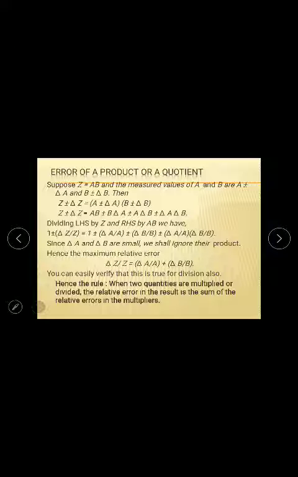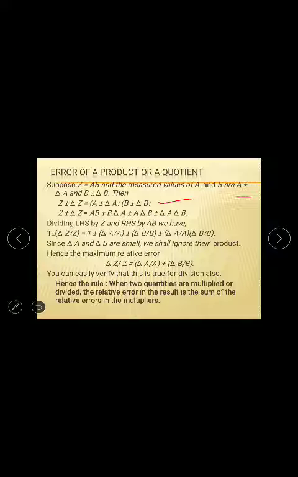Suppose Z is equal to A into B. We have taken here a product. The measured values of A and B are A plus minus delta A and B plus minus delta B. As you know already, this is the equation for their absolute errors. So how can we write it? Z is equal to A into B. Just take their absolute errors and write down the equation. What does this equation become? Z plus minus delta Z is equal to (A plus minus delta A) into (B plus minus delta B).